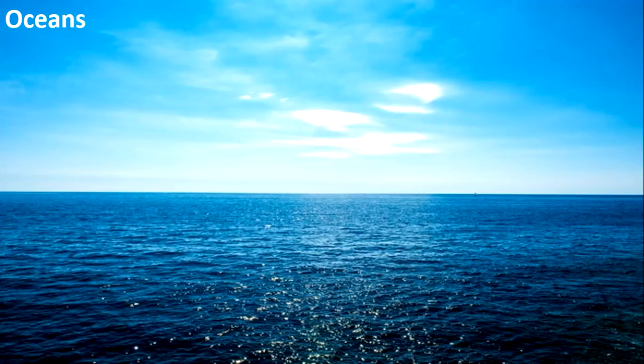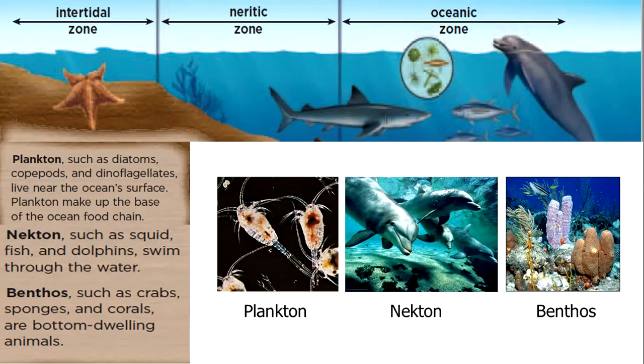Coming to oceans. Now, the oceans cover, as you know, more than 70% of Earth's surface. Ocean water plays an important role in the water cycle and contains nutrients that support a variety of life forms. The ocean food chain begins with the plankton, which live near the surface of the water. Then you have the nekton, which are the animals that swim through the water.